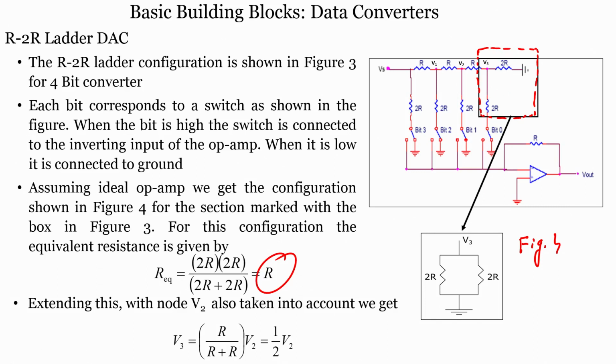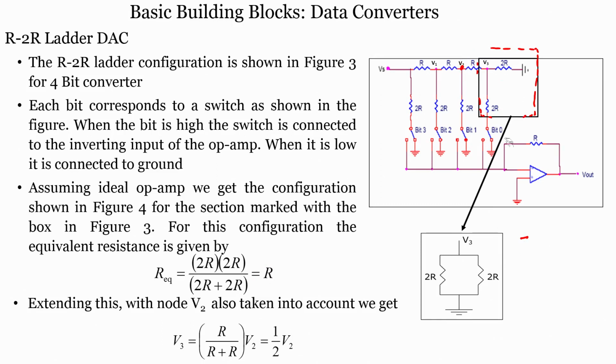Extending this node to V2, we also take into account, we can have, so, if I take this, V3 is done. Now if I take it to V2, what will happen here? It will be R and R. So, it will be R divided by R plus R. See, if it is just R here, and then this equivalent is R, then what will happen? This one is R by R plus R into V2, which is 1 by 2 of V2, right. It is very interesting and very easy also.